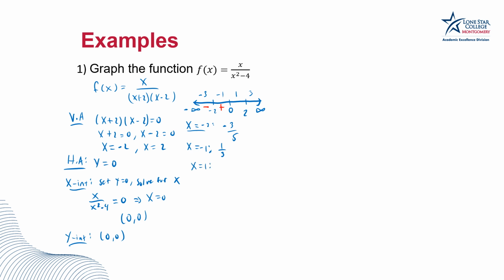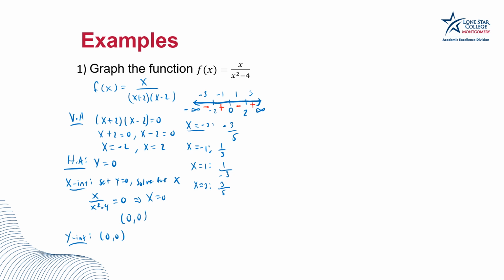So you plug 1 in, you get 1 on top, 1 squared minus 4, that gets you a negative 3. So that's a negative number. And going by our trend here, we should be getting a positive in our last interval, but let's test it. So we picked positive 3. So that'd be 3 divided by 9 minus 4, because 3 squared is 9. 9 minus 4 gives us 5. So that'd be 3/5. Again, it's positive.